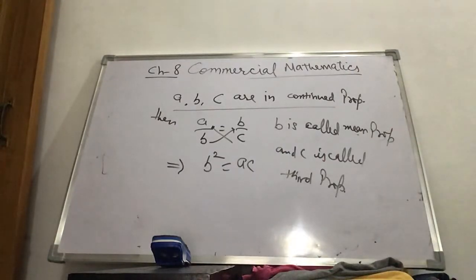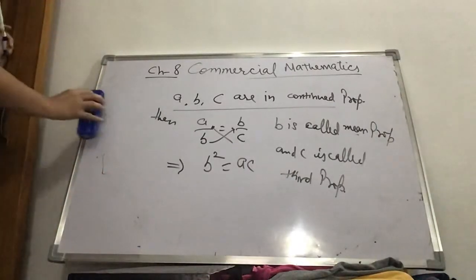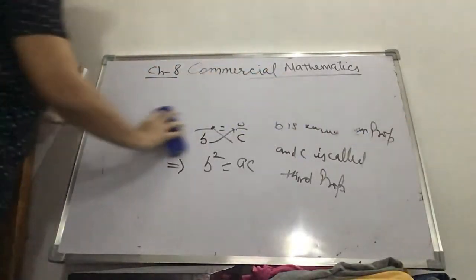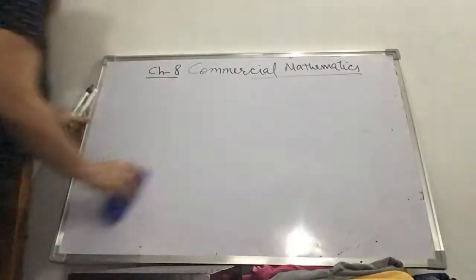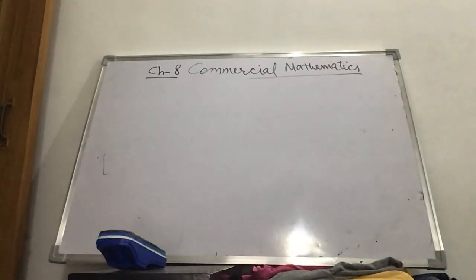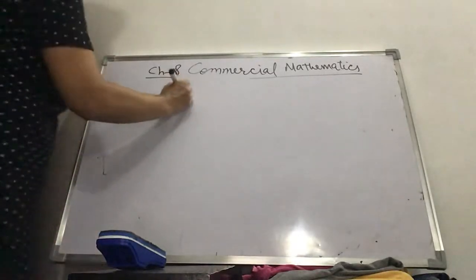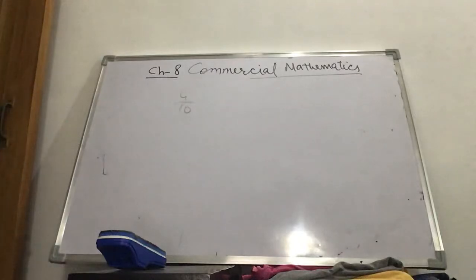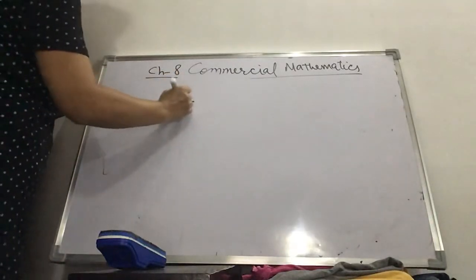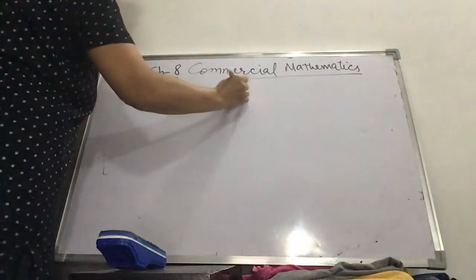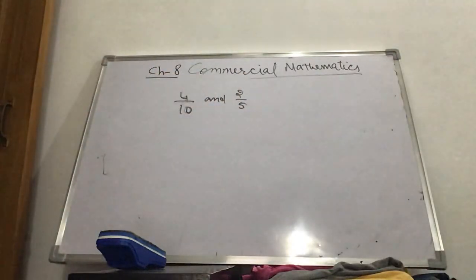Let's start with exercise 8.1. Find whether the following ratios are in proportion or not. As we have done, four terms are said to be in proportion if the ratio of the first two terms is equal to the ratio of the next two terms. We are given 4 upon 10 and 2 upon 5. Ratios are always written in the simplest form.